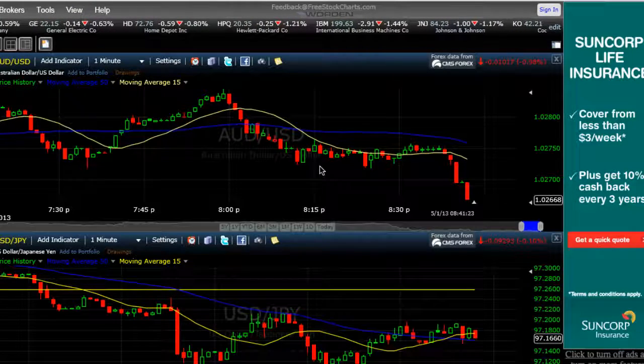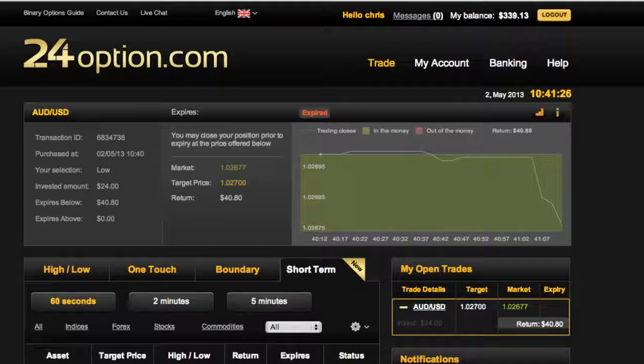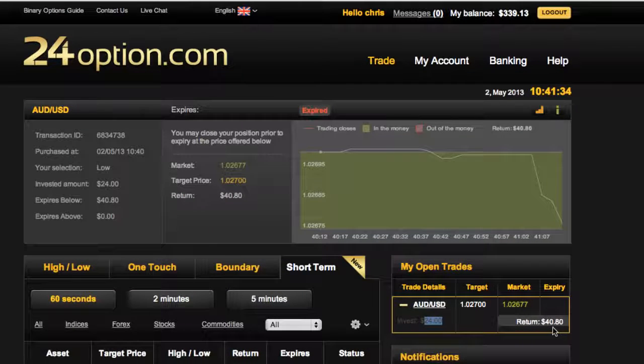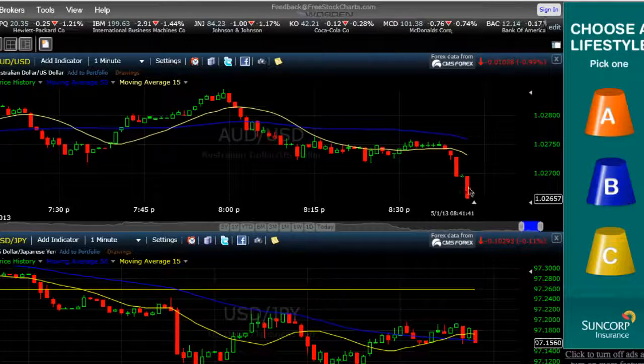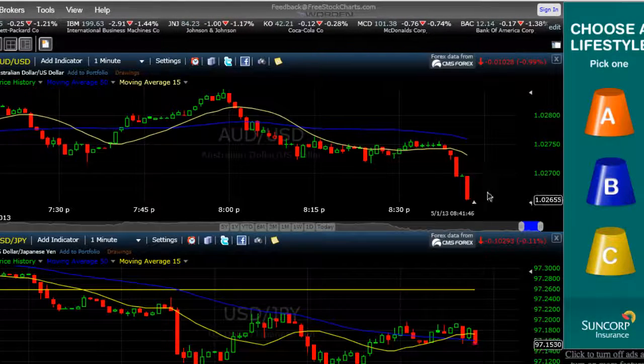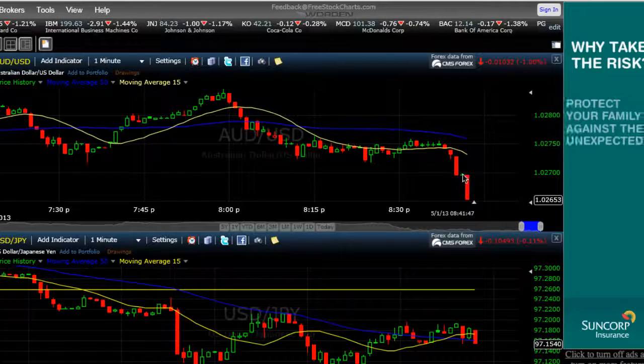And you'll see here, I put in $24. I've got my investment back plus another 70% on that. So with a total profit of, including my original investment, $40.80. So you can actually see here the trend is still going down. So if you traded again, you would have actually won again.